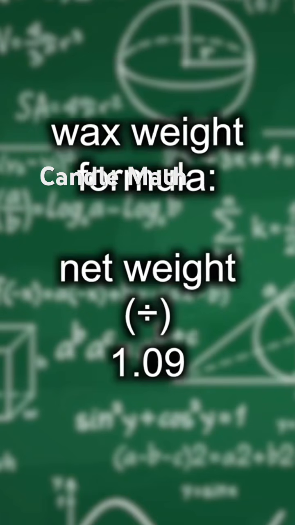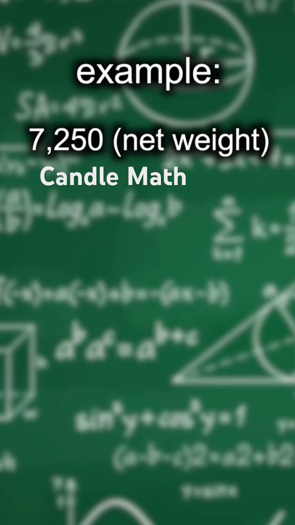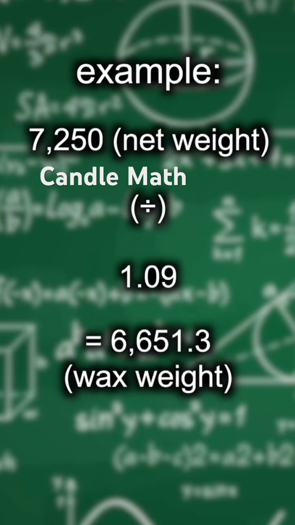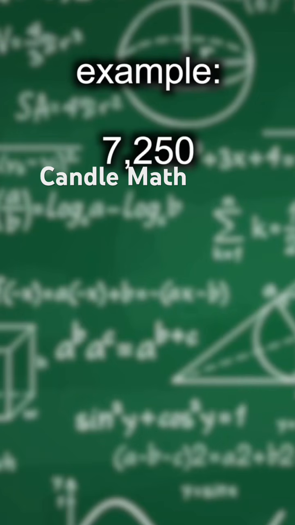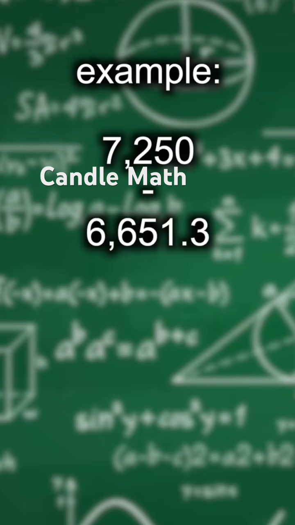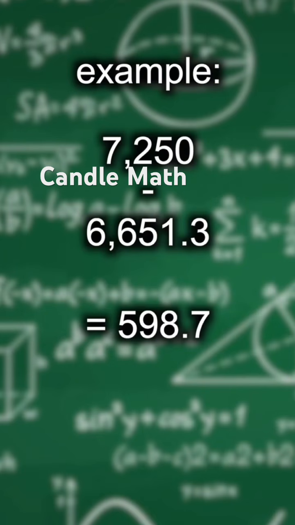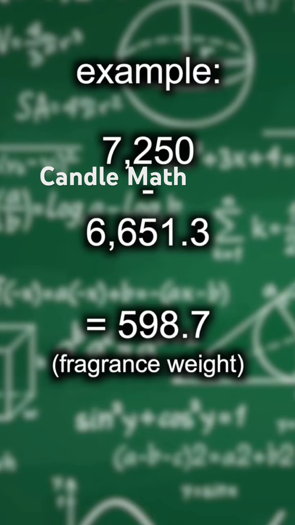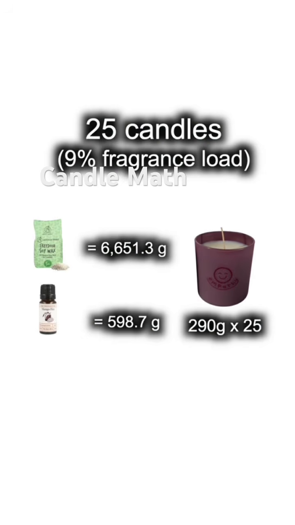Now we just plug that into the same formula as before. Take 7,250 and divide it by 1.09. That equals 6,651.3, which is our wax weight. Now take 7,250 again and subtract 6,651.3. That equals 598.7, which is how much fragrance oil is needed for a batch of 25 candles.